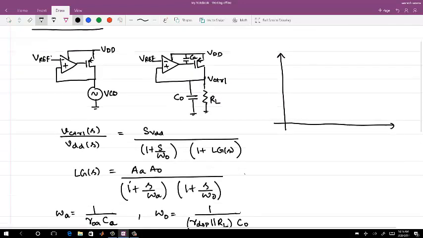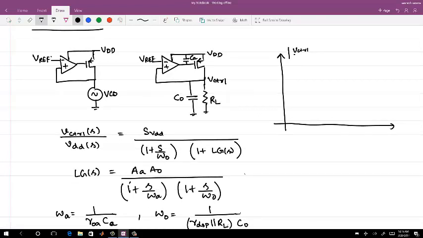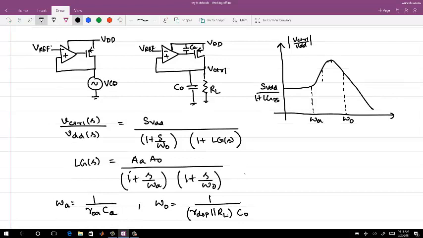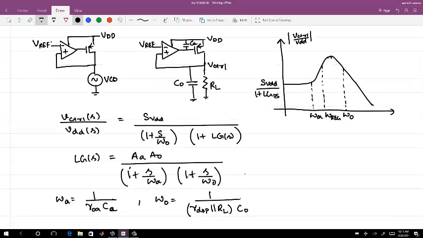So the magnitude of Vcontrol by VDD is something like this. This one is sVDD by 1 plus loop gain. This is omega A, and somewhere you have omega out. Okay, and the bandwidth of the regulator you can find by finding Vref to Vout as the bandwidth of the regulator. Okay, so are there any questions so far for this regulation?